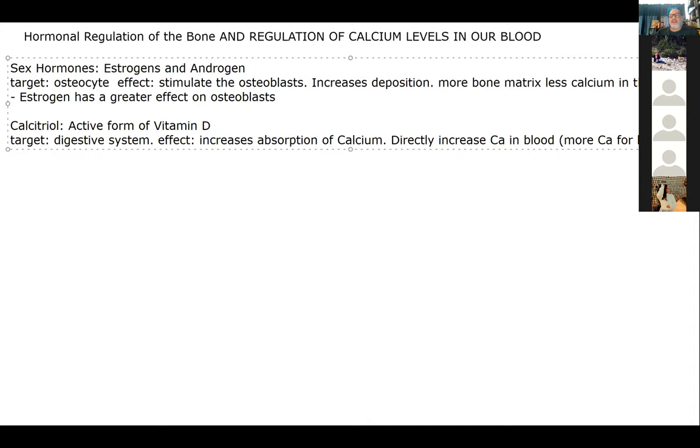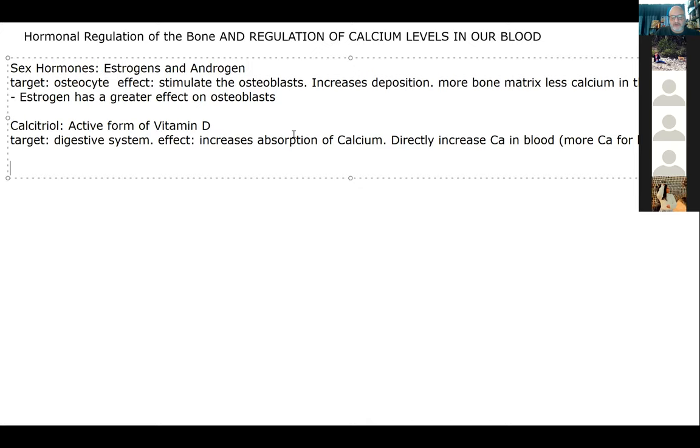Right? Notice this doesn't really affect resorption and deposition, not directly. This directly just increases calcium in the blood, but that does mean that there's more calcium for the bones. So again, just synthesizing information, really nothing new there. However, what we need to talk about now are two new hormones.